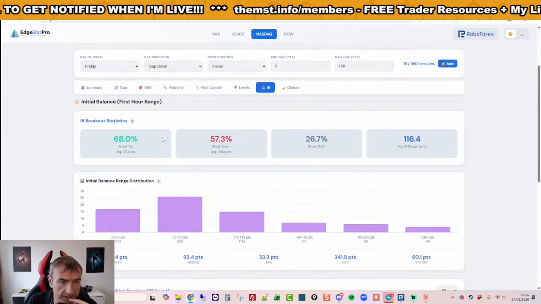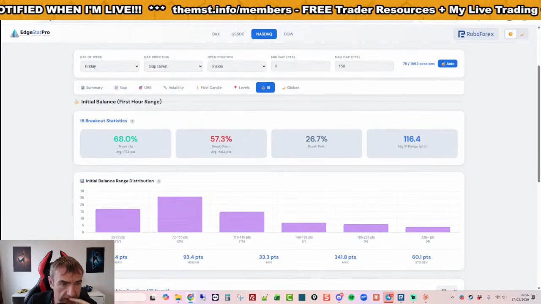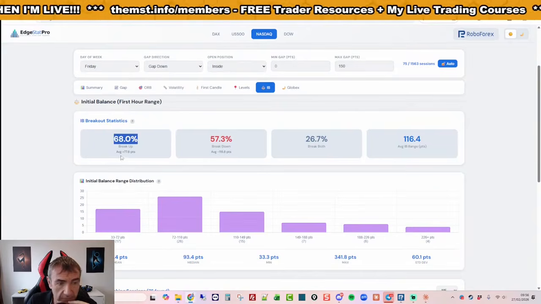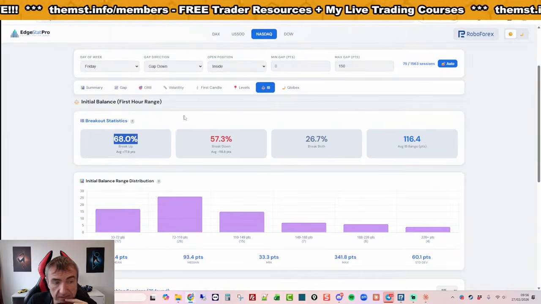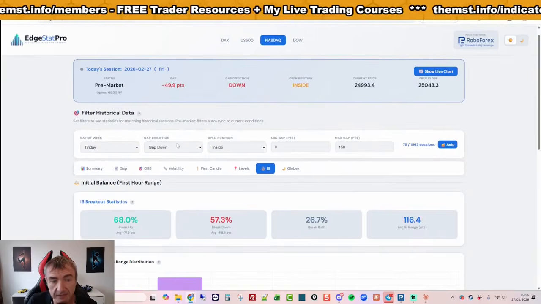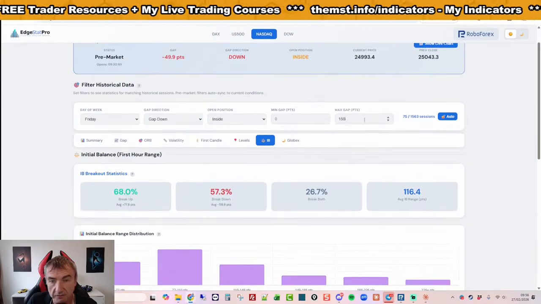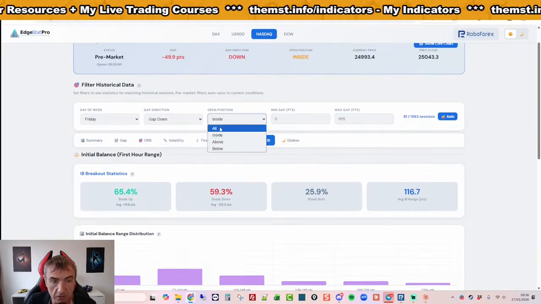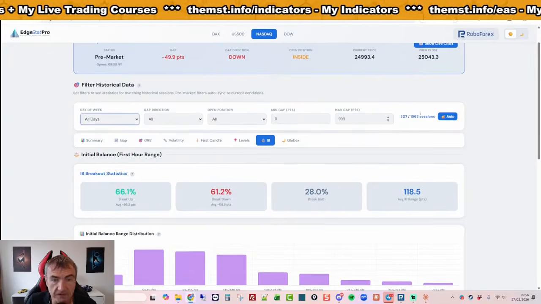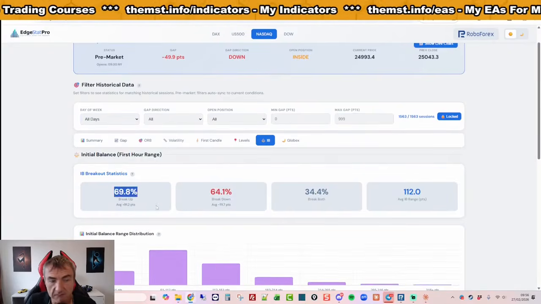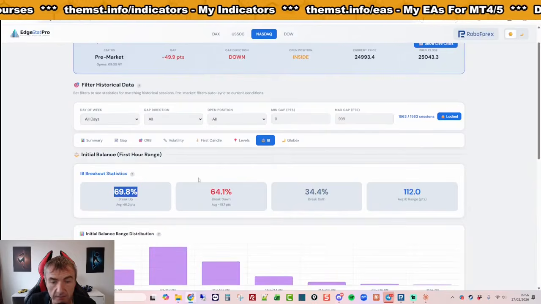The initial balance is the first 60 minutes, 68% break up with an average of 77 points. That is again based on gap down inside of that size. Yeah. So you can look at what the probabilities are for everything. It's pretty much the same actually, isn't it?